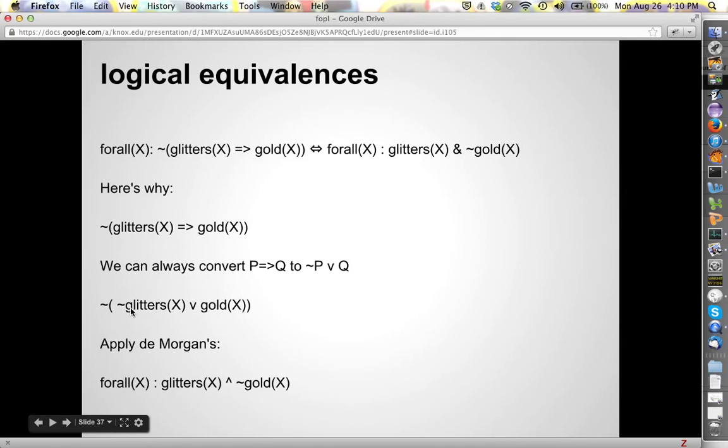Now if we apply De Morgan's law to this first part, we get glitters and not gold x, because remember, we're going to distribute this not into things, which means it's going to flip the signs of glitters and gold, but it's also going to flip the logical symbol. So we're going to get glitters x and not gold x. Well, that's for all x, glitters x and not gold x. Well, check it out. These are logically equivalent. Isn't that awesome?